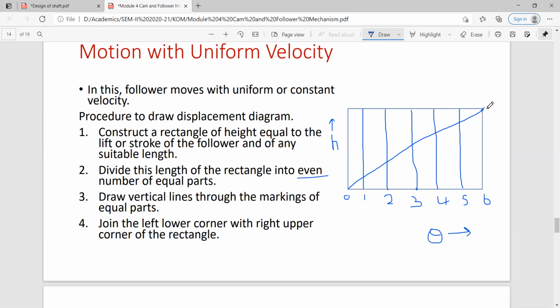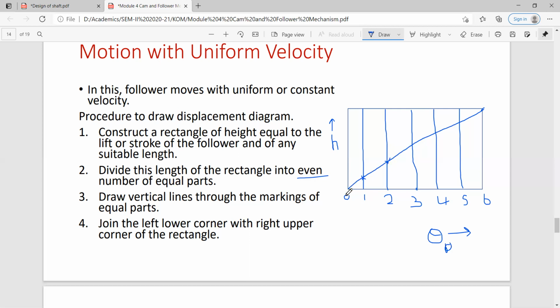So here it is your angle of rise, theta 0. By angle of rise at point 0, the follower is here. When the cam will rotate through this angle 0 to 1, then the follower will move to this side. When the cam will rotate from 0 to point 2, then the follower will be at this side.